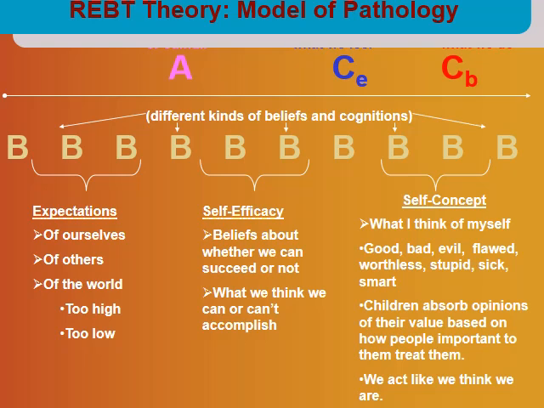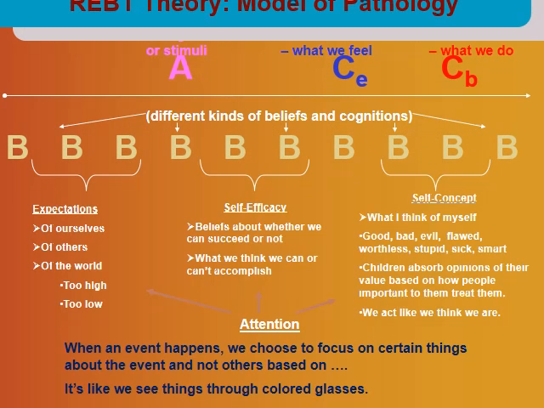Children absorb opinions of their value based on how people important to them treat them. And so the basic premise there is that we act like we think we are. And so when any event occurs, we choose to focus on certain things about the event and not others. So our attention can either go to expectations, our attention can either go to self-efficacy, our attention can either go to self-concept. And so we see events, A, the activating event, through colored glasses, and the colored glasses will be expectations, self-efficacy, or self-concept.